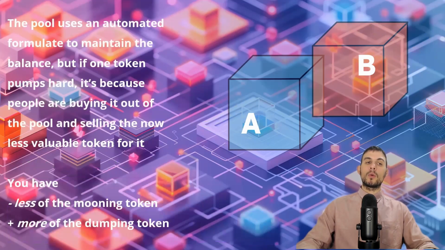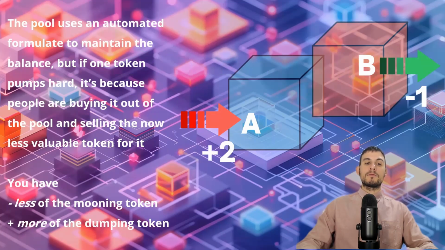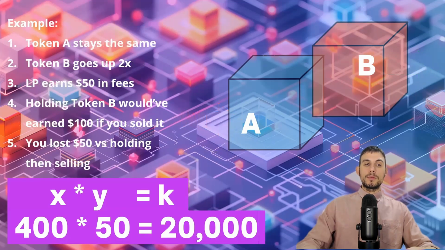The pool uses an automated formula to maintain the balance, but if one token pumps hard, it's because people are buying it out of the pool and selling the less valuable token for it. So in this instance, you have less of the mooning token and more of the dumping token. In this example, token A stays the same, but token B goes up 2x. So the LP, just as an arbitrary number, earns $50 in fees. However, holding token B would have earned $100 if you sold it. So you actually lost $50 versus holding as opposed to selling.